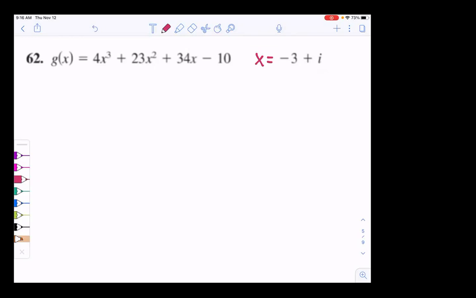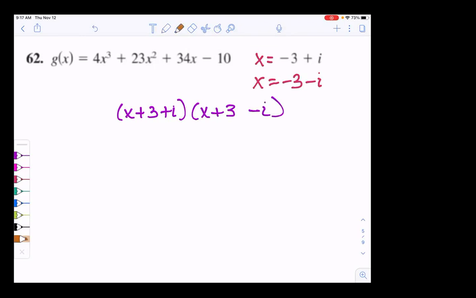So if you have -3 plus i, Brenna, without doing any work, what will be another zero? Yeah, those are conjugates. They occur together. You can't have one without the other. So always together in a pair. The middle symbol, that operation, one has to be plus, one has to be minus. So Brenna, could you place those in factored form for me? Nice.